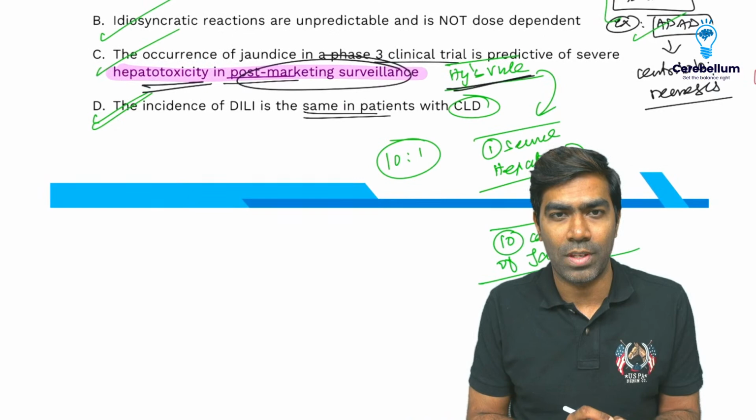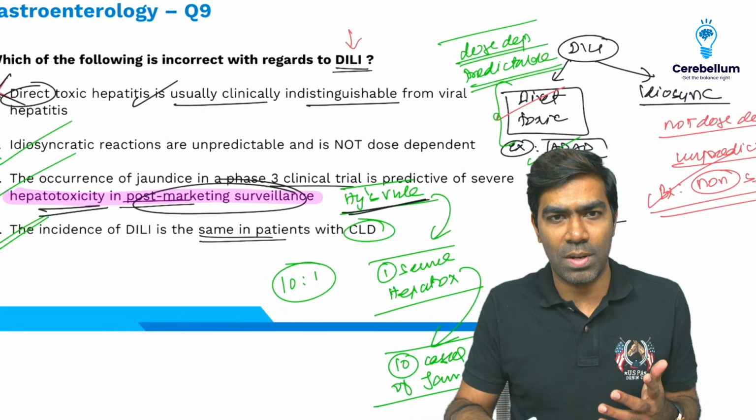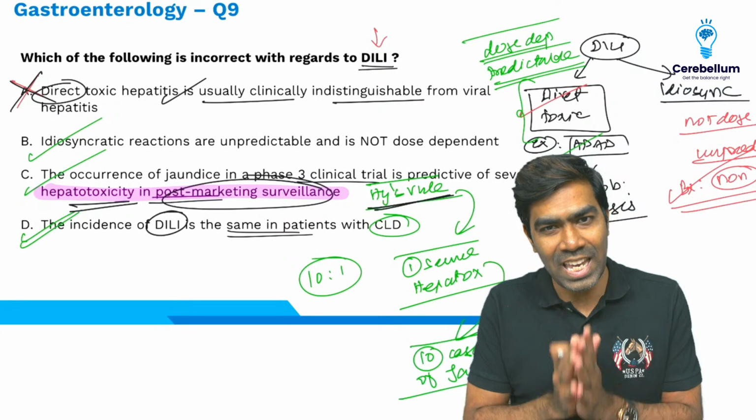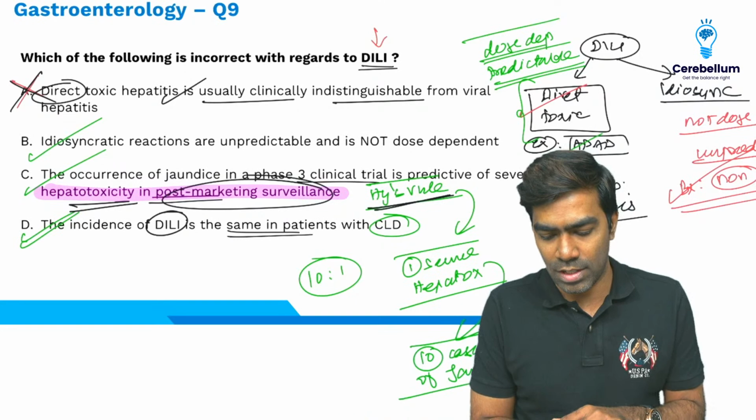So option B, idiosyncratic reactions are unpredictable, not dose-dependent, correct. Occurrence of jaundice in phase 3 clinical trial is predictive of severe hepatotoxicity in post-marketing surveillance, Hy's rule, that's correct. Incidence of drug-induced liver injury is the same as that of chronic liver disease. That's correct. The risk in a chronic liver disease patient is not going to be any different than the risk in patients who don't have CLD. That's a true statement. So the first statement is wrong, and the right answer for this question is option A.